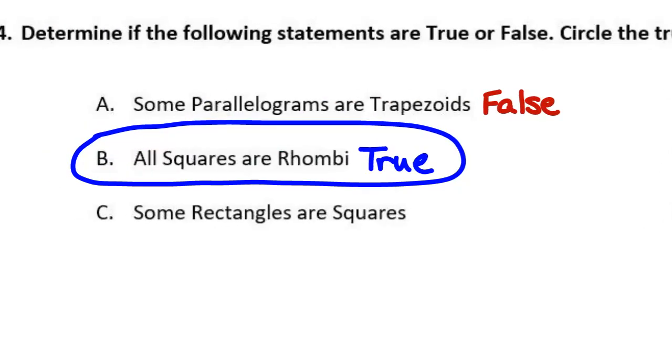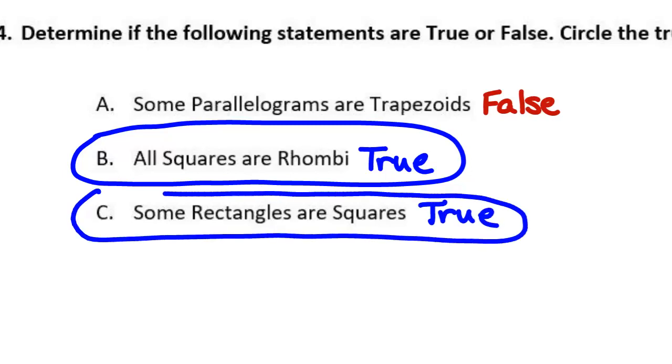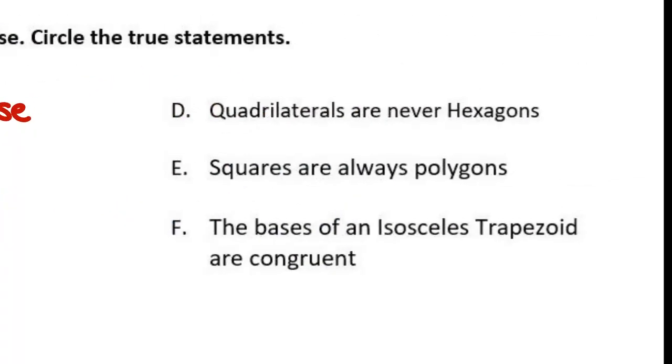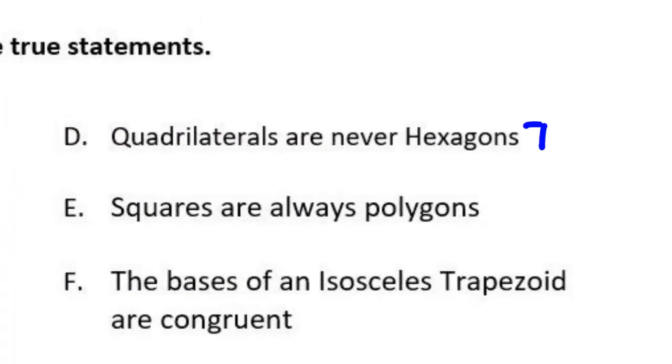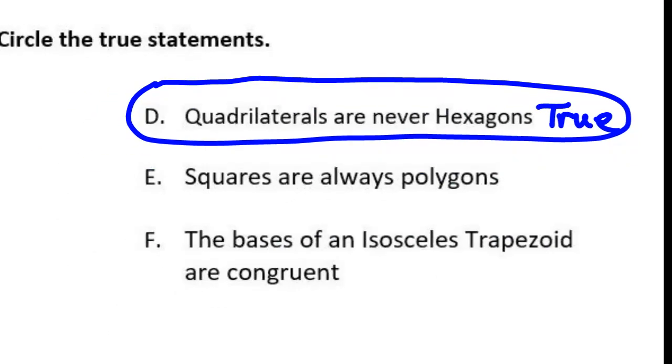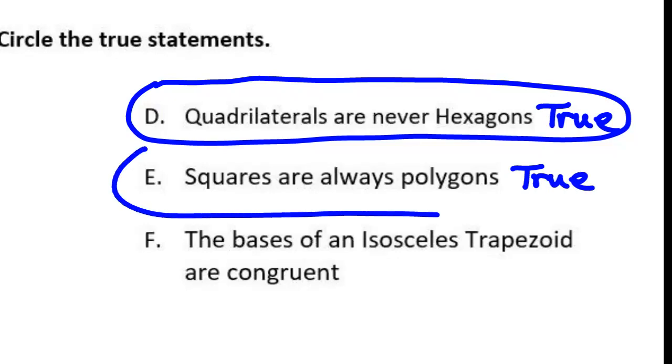Some rectangles are squares. That is true. To be a rectangle, you have to be a parallelogram with 4 right angles. Some of those rectangles with 4 right angles also have 4 congruent sides. Not all of them do, but some of them do. Quadrilaterals are never hexagons. That is true. Quadrilaterals have 4 sides, hexagons have 6. So a quadrilateral will never be a hexagon. Squares are always polygons. That is also true.